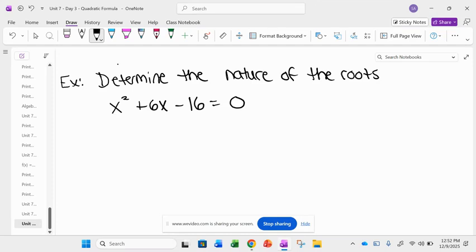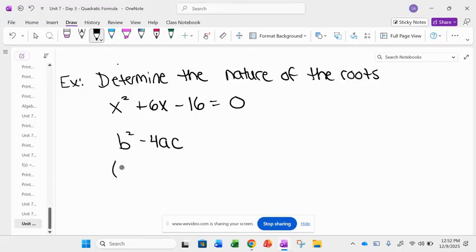Okay, so I'm not asking you to solve. I'm not saying what are the roots. I'm not saying solve for x. I'm just asking you to determine the nature of the roots. What kinds of numbers will these roots be? So we're going to use the discriminant b squared minus 4ac.